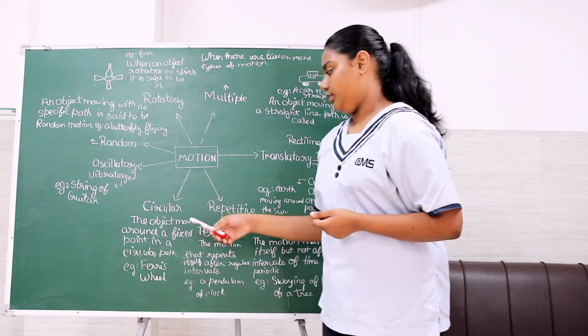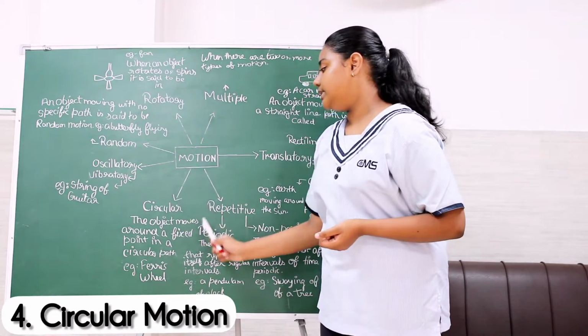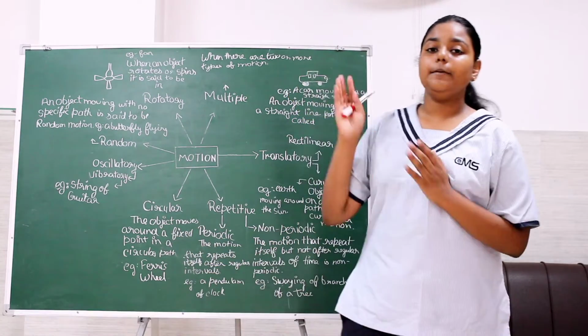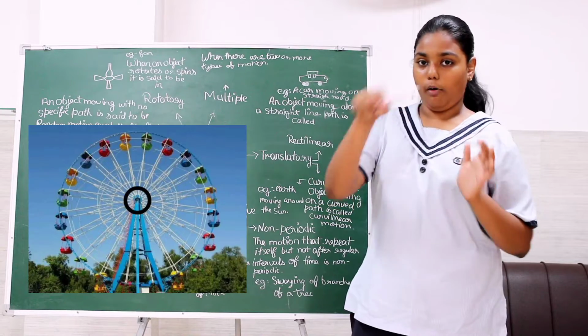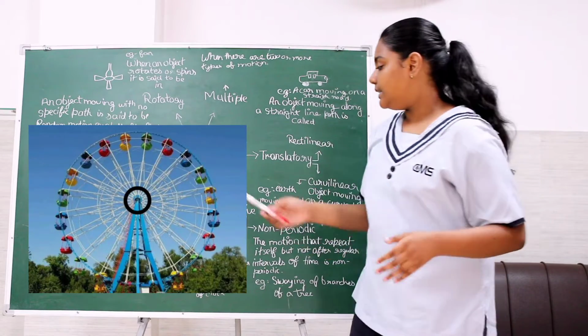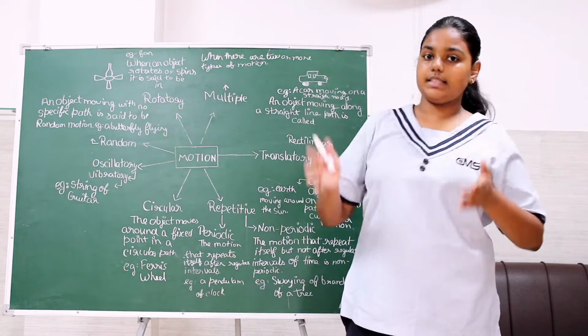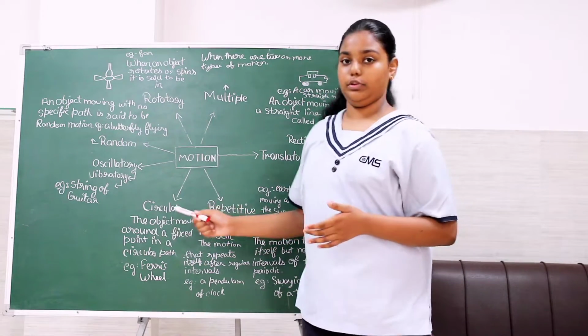Then comes circular motion. The object moves around a fixed point in a circular path. An example is a Ferris wheel. If you see the picture, there is a point where it is connected and it moves around a fixed point. So it is fixed, that's why it is an example of circular motion.